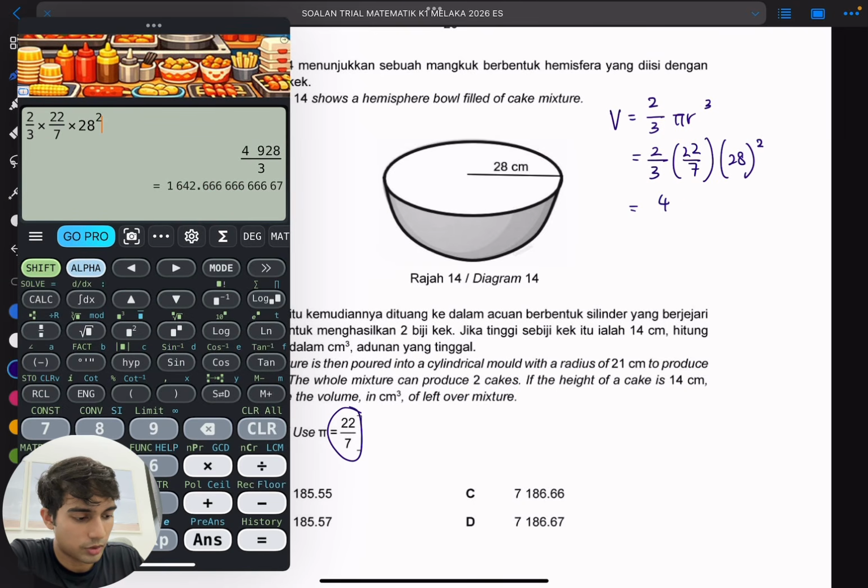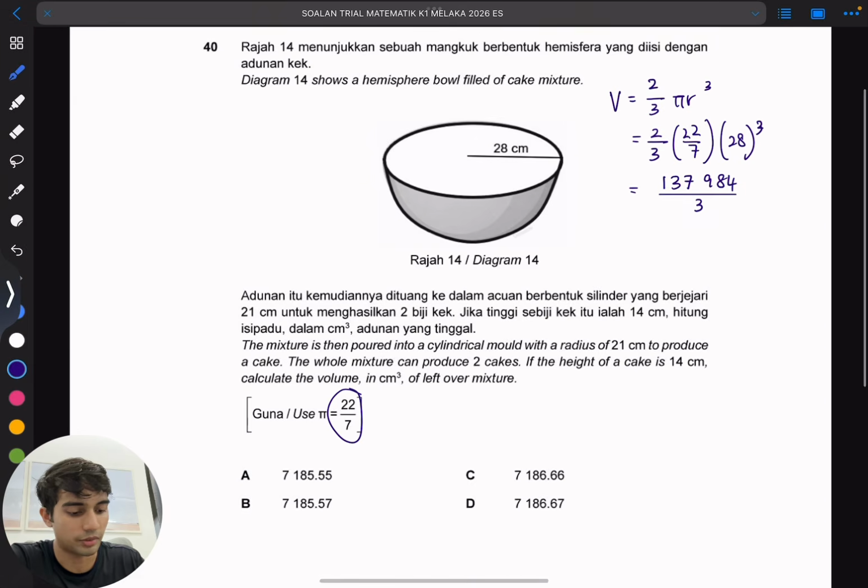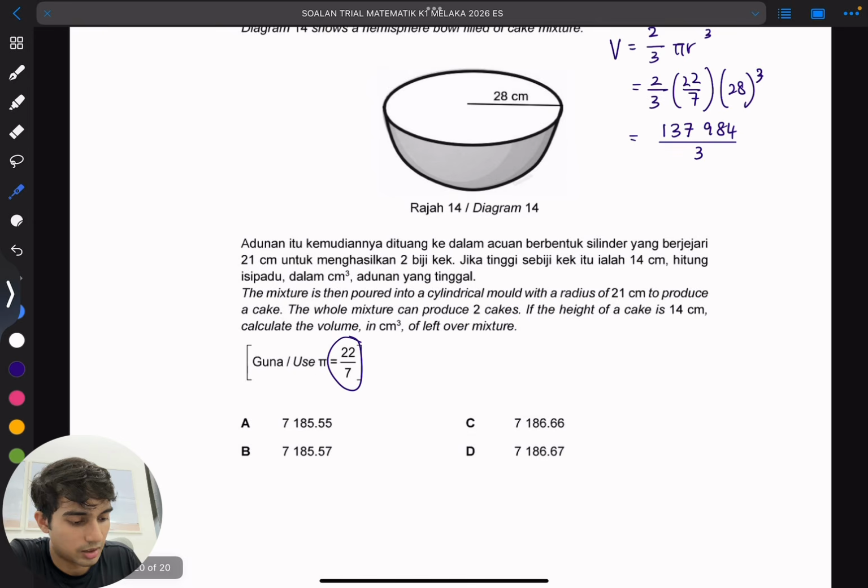We get 28 cube. This is volume. 137,984 over 3. This is the volume, total volume of cake mixture we have. So they say this mixture is poured into cylindrical mold with radius 21 cm to produce a cake. The whole mixture can produce 2 cakes. Wow. The height of the cake is 14. Calculate the volume of leftover mixture.